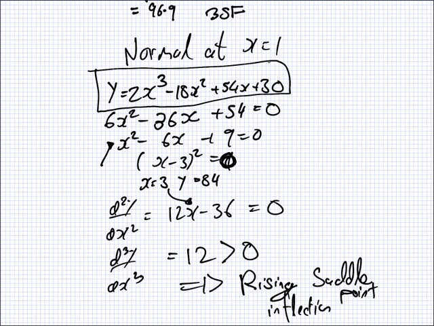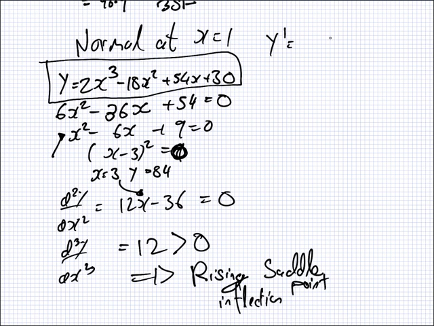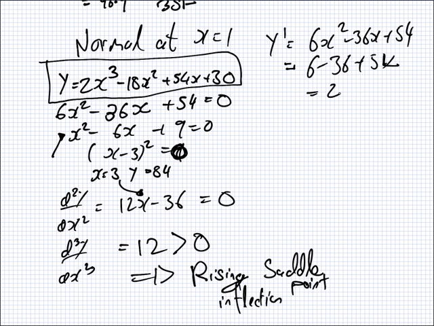Find the derivative, yeah. So that's what we've already done there: 6x squared minus 36x plus 54. Then what do you do? Put in x as 1. So what's that? Sorry, that's 54 minus 24, isn't it? Yeah. But that's not the slope of the normal.